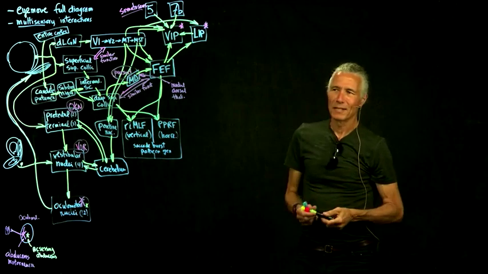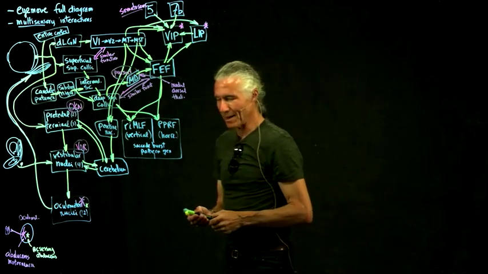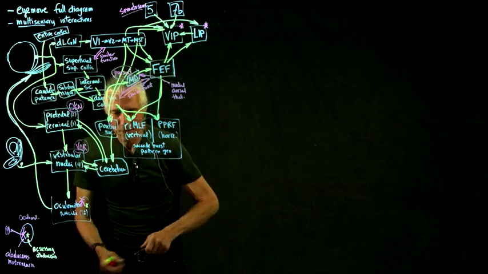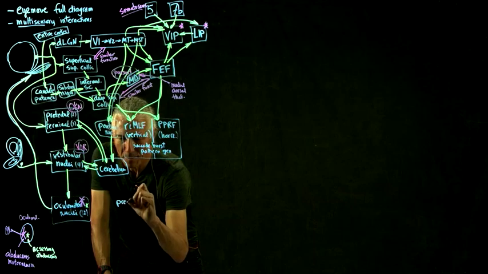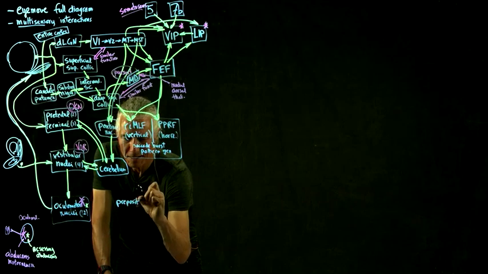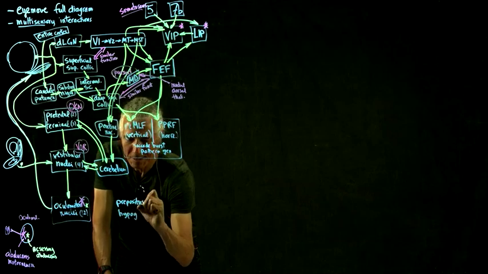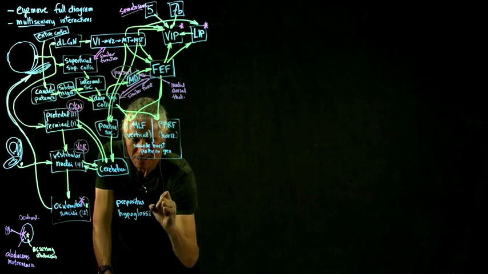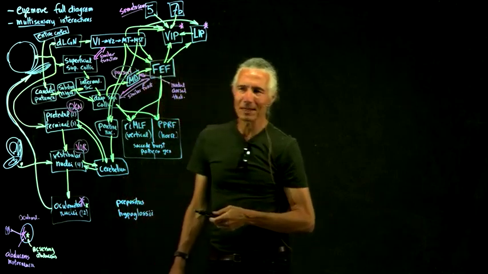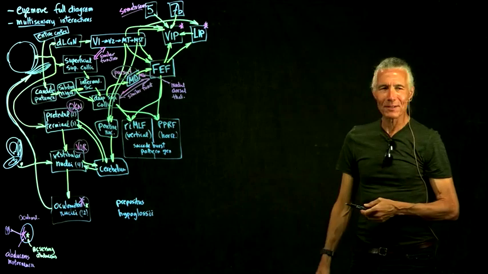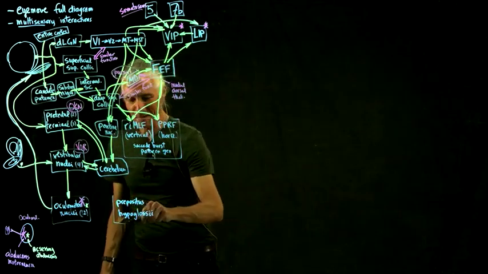abducens nucleus embedded within the main abducens nucleus, and that thing projects out to a ridiculously named structure called prepositus hypoglossi. So what is that thing? So what does that mean? This just means something that's in front of the hypoglossal nucleus. I didn't make the name up.